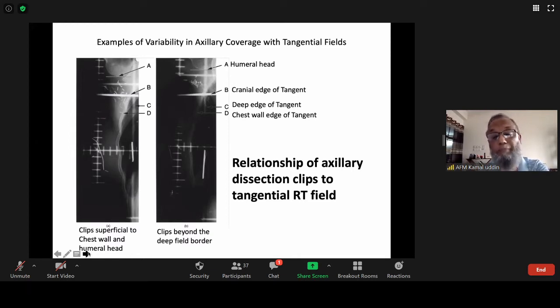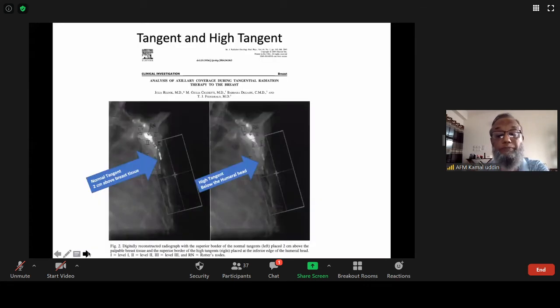So what does it mean? I mean, what is going to change? You see, normally it is 2 centimeters above the breast, and when it is below the humeral head, it is a high tangent. If you look at the level of nodes, the normal tangent covers level 1, but hardly covers part of level 2. It cannot adequately cover level 2. To get adequate coverage of level 2, you need to put the tangent field slightly higher to make it a high tangent.